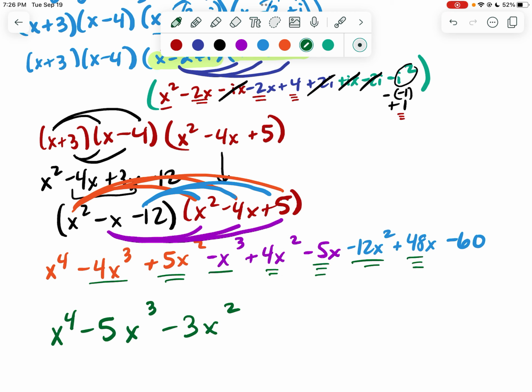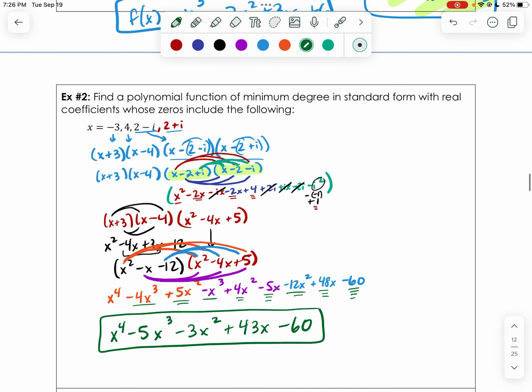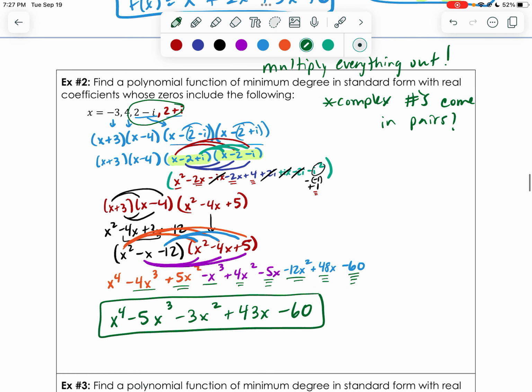And then we have our x's. So negative 5 plus 48, that's plus 43x. And then lastly, we have our minus 60. Okay, so that is writing that all out in standard form. So yes, it takes some time, but it's just multiply everything out. And then again, just don't forget that complex numbers come in pairs. Okay, so that's all that really is.